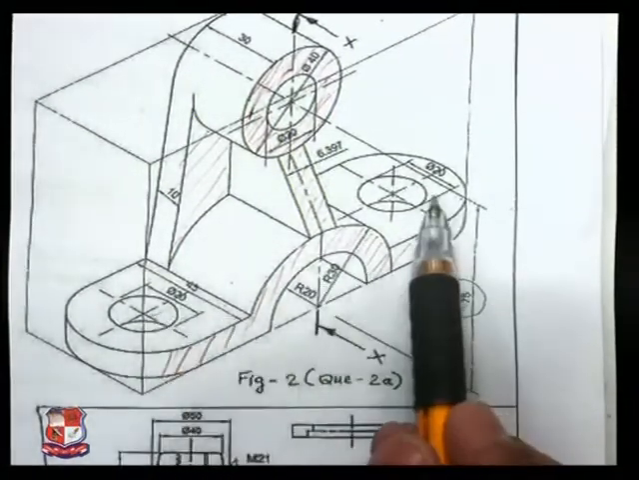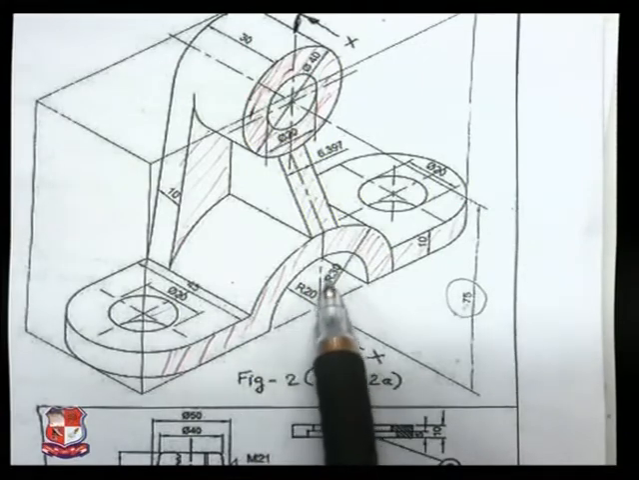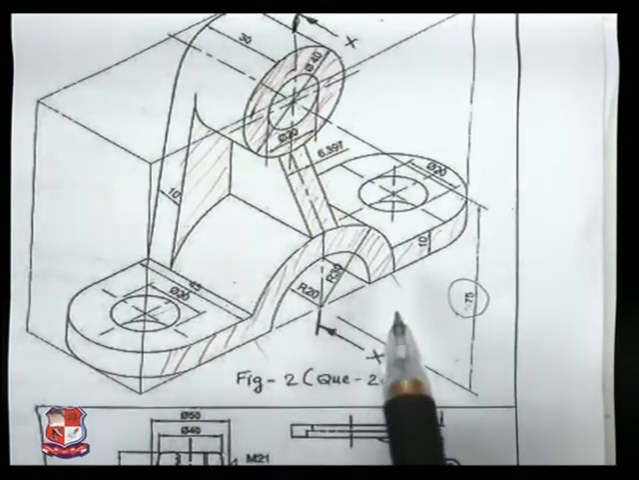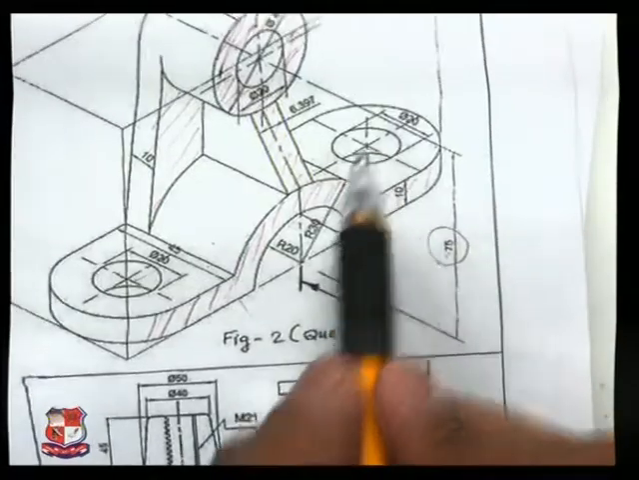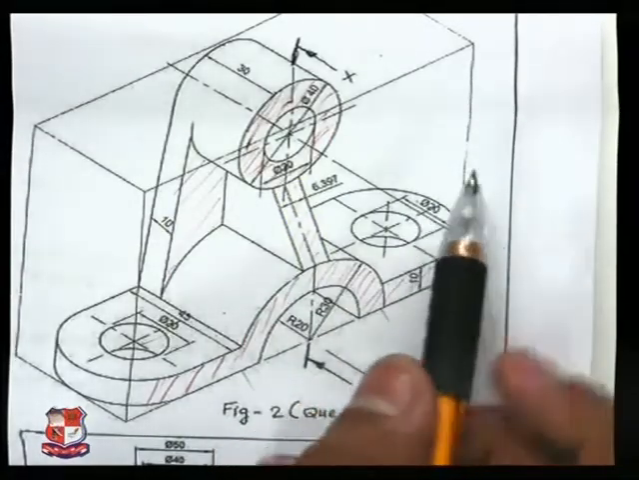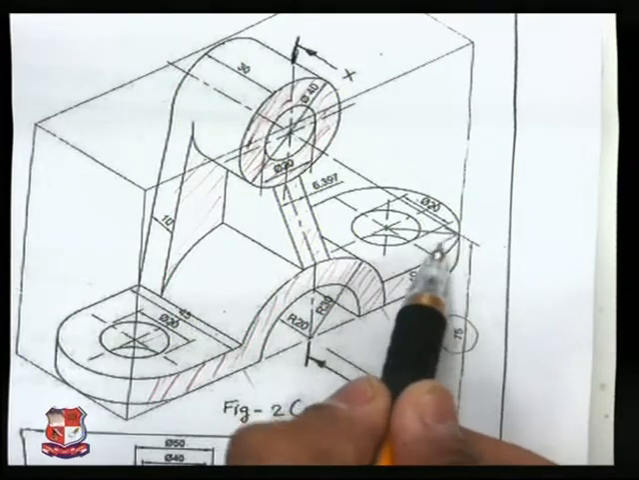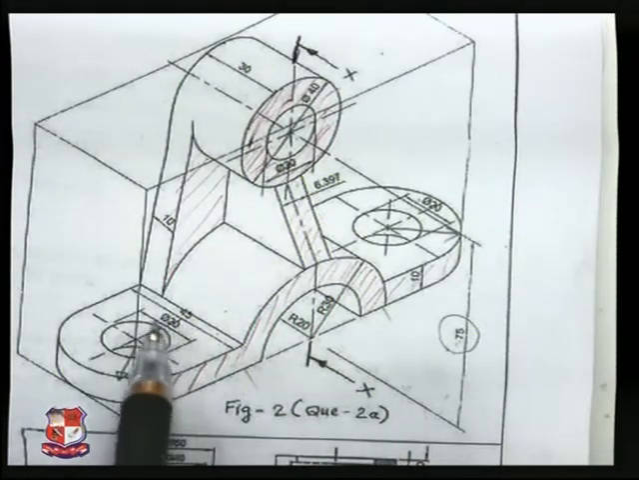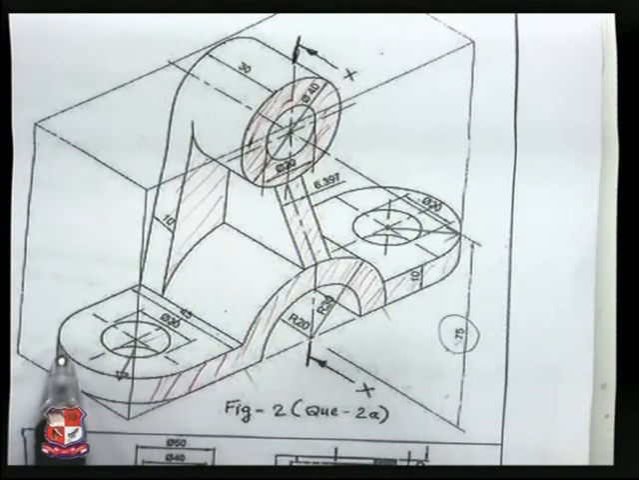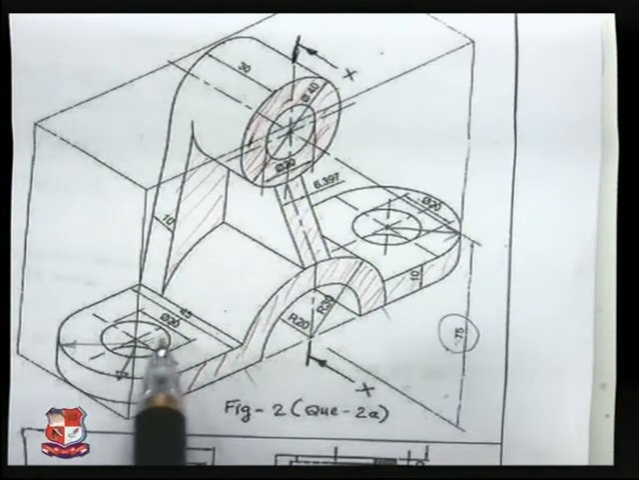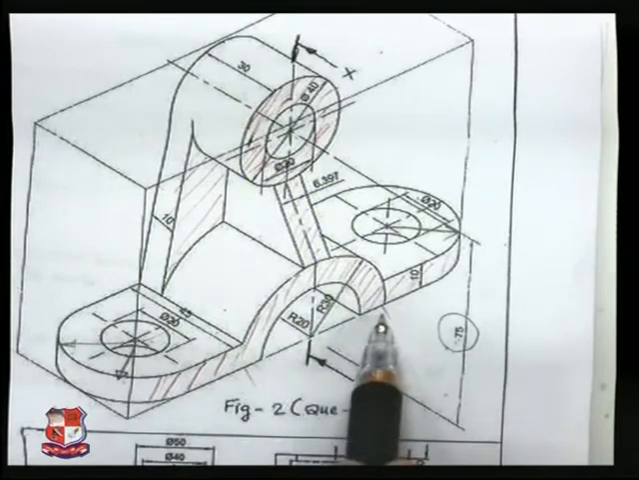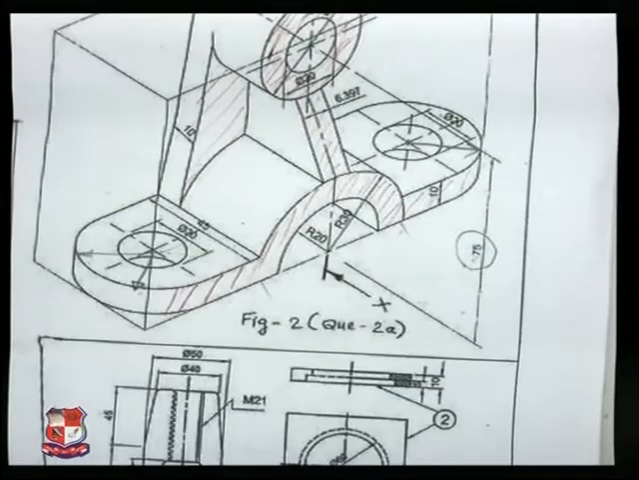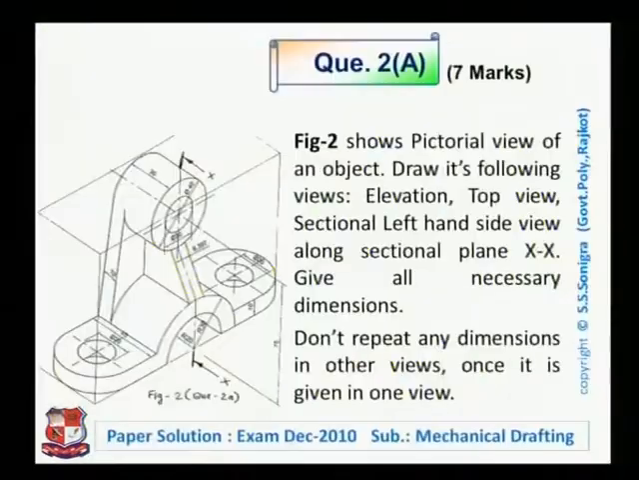Its width would be from this end to this end. Total width would be there. This R30 is given, so from this to this 60 millimeter would be its width, and here diameter 20 is given. So we assume that this radius is also 20, like this. It is not given in the diagram, but the diameter is 20, hence this radius would also be 20. So 20 plus 20, 40, plus this 60, that would be the width of this object. So let me draw that object like this.